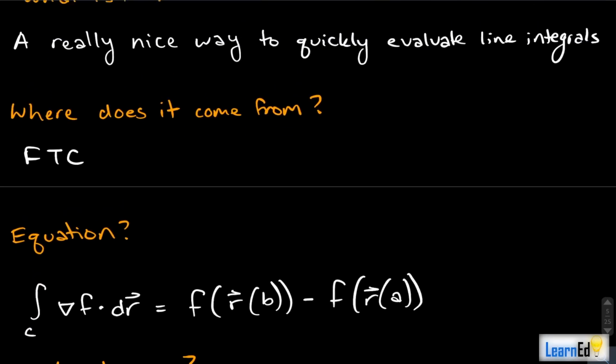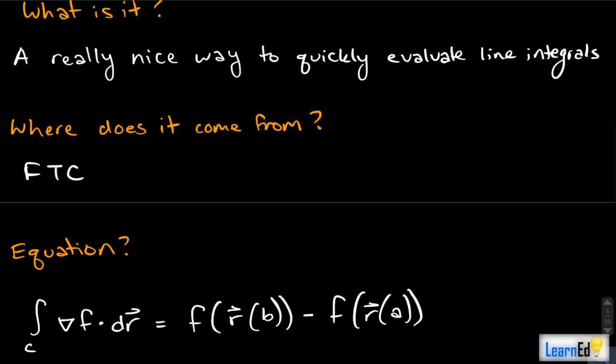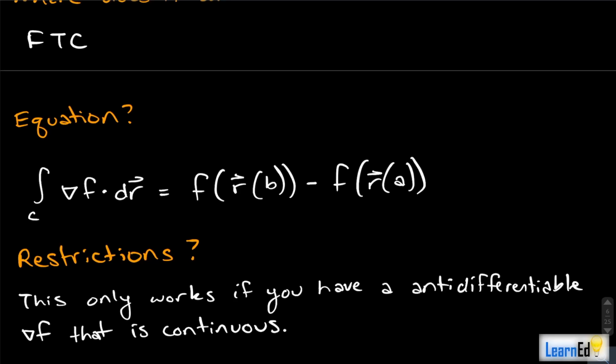The equation that you use for the fundamental theorem of line integrals is the integral over some C of the gradient of f dot dr, and that's equal to that original f. So it's just f of r of b minus f of r of a. There are restrictions though, because this has to be a gradient. So this only works if you have an antidifferentiable integrand, and of course that would mean that it would have to be continuous as well.